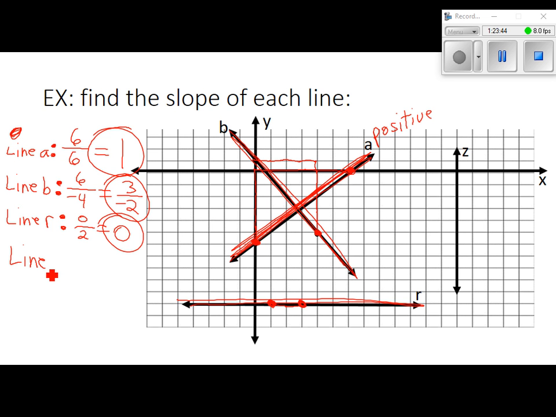Line Z, if I pick 2 points, it's a vertical line. If I pick 2 points on it, the rise 1, 2, 3. So I go up 3, and I go run left to right 0. Well, 3 divided by 0 you can't do. So the slope here, and I should put an equal sign there, is it has no slope. All vertical lines have no slope.